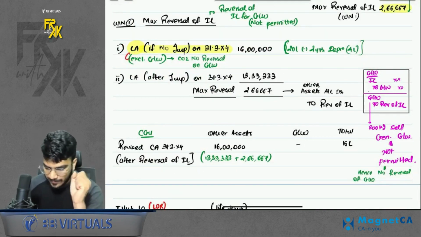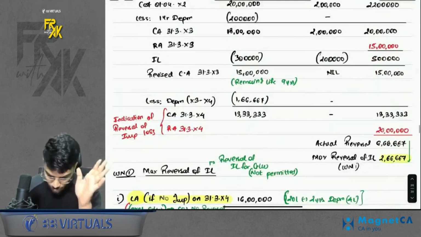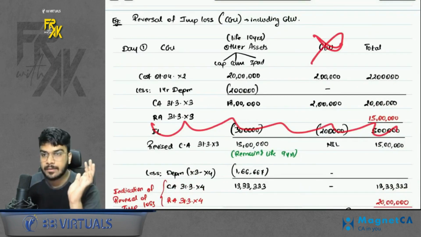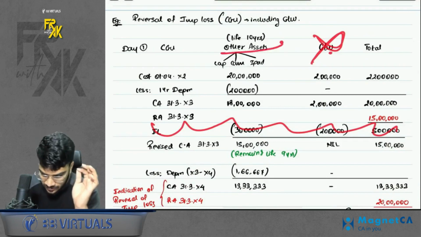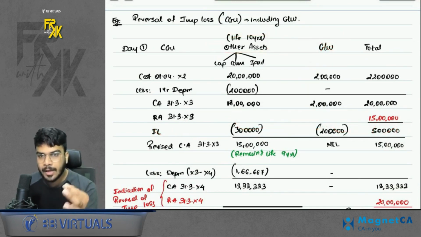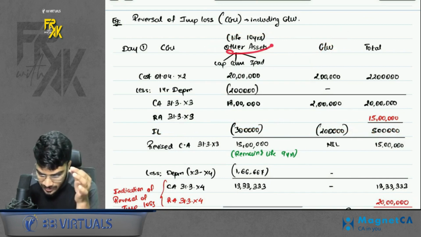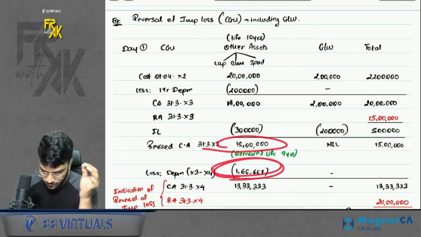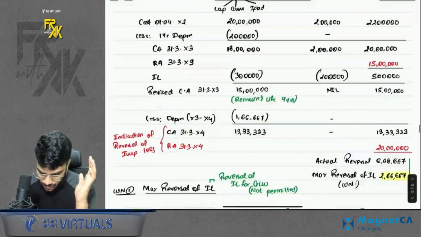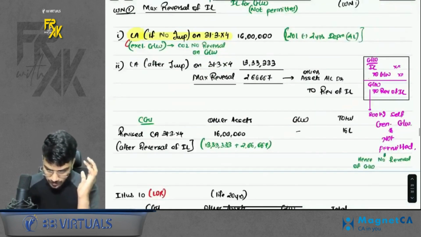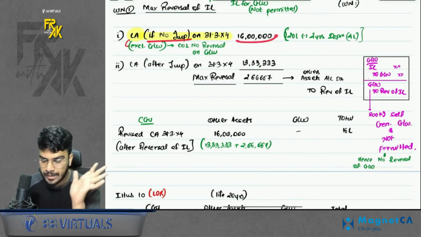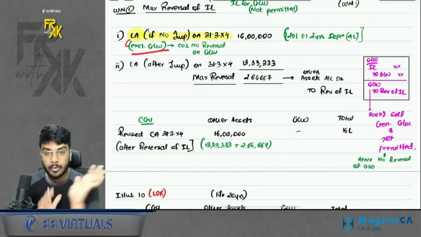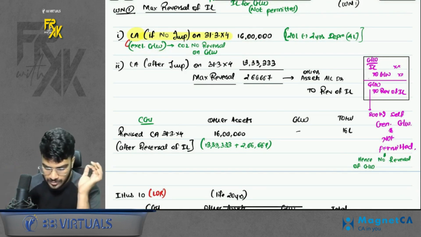So if there was no impairment, just ignore goodwill because we cannot reverse on goodwill. Just see these other assets. If there was no impairment, I would have depreciated these other assets for 1 and 2 years, on an SLM basis. So my carrying amount, if there was no impairment, would have been 16 lakhs. Why? 20 lakhs minus 2 years depreciation, that is 4 lakhs. Exclude goodwill, do not consider goodwill, because goodwill reversal is not permitted.